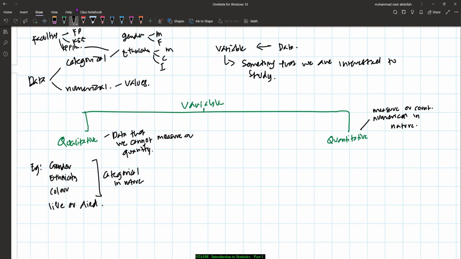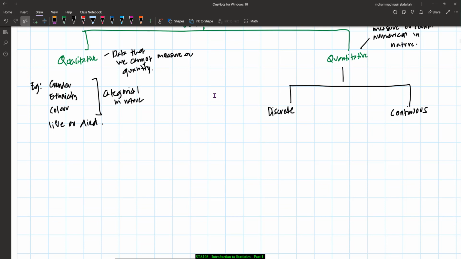Qualitative lah. So under quantitative, we can divide into two parts. We can subdivide into two parts, which is discrete quantitative variable. Another one is continuous quantitative variable. So what is discrete? Discrete is a numerical variable. We know that this is a numerical variable, right? On quantitative part is a numerical. We can measure or quantify.